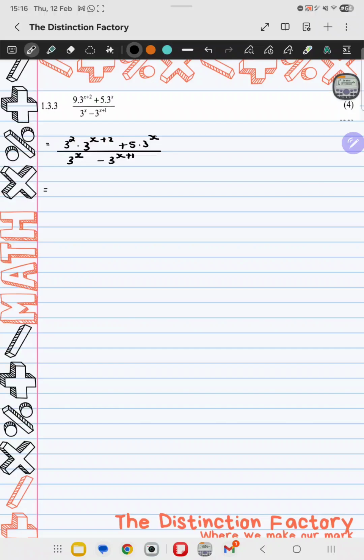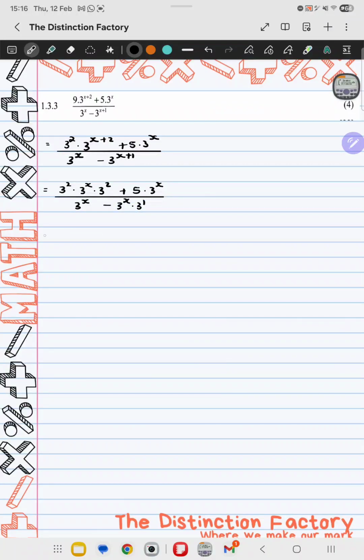Our next step says that we need to separate our bases. So each exponent is going to get its own base. I'll break this up into 3 to the power of x times 3 to the power of 2. The 5 stays where it is, and the 3 to the x stays where it is. Moving on to the denominator, our first term doesn't have separate exponents, but here we do have separate exponents, so let's separate the bases.